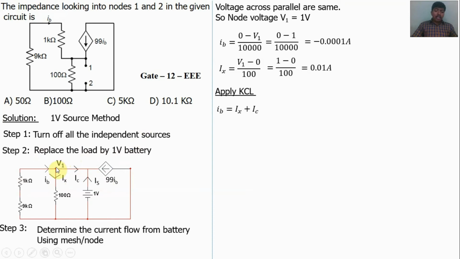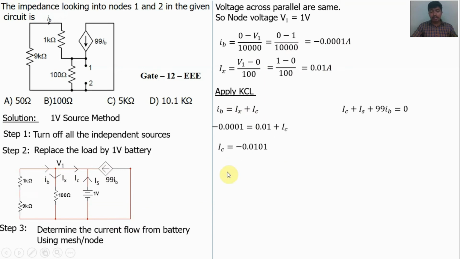At this point, by Kirchhoff's current law, the sum of incoming currents is equal to the sum of outgoing currents. Here the incoming current is IB, but the outgoing currents are IX and IC. So the sum of outgoing currents is equal to IX plus IC. Okay. Here at this point, the incoming currents are IC plus IS plus 99 IB. All are incoming currents. So IC plus IS plus 99 IB is equal to 0. There is no outgoing current, so it's equal to 0. Okay. Now substitute these values. IB is equal to minus 0.0001 amps, which is equal to IX, 0.01, plus IC.